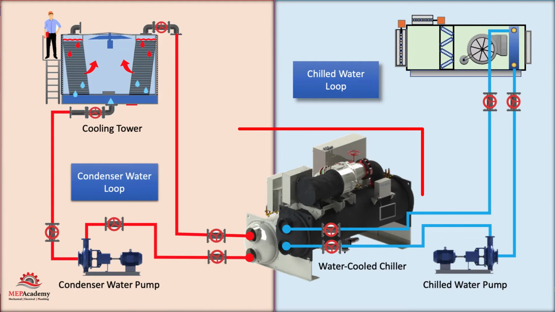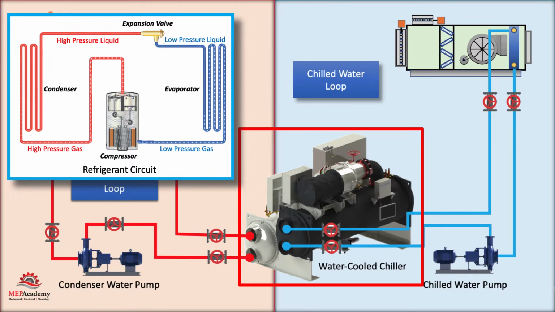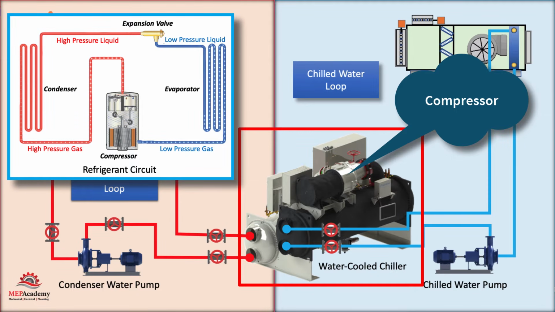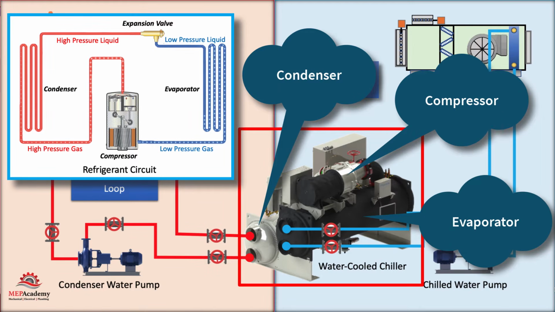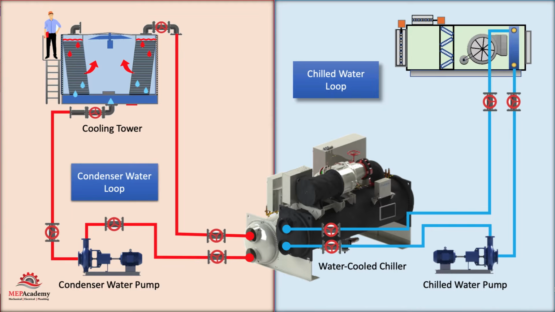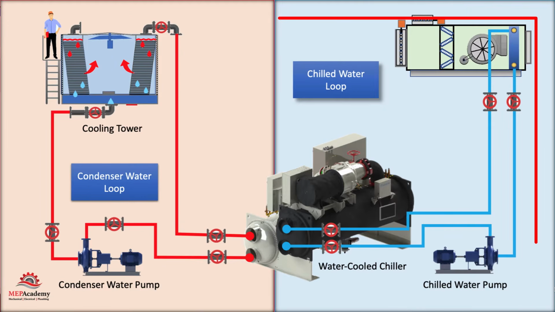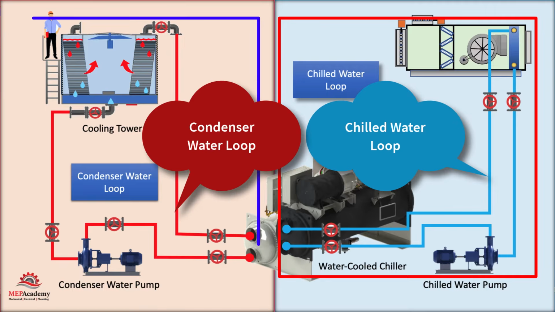The chiller contains a refrigeration circuit with the typical components found in a standard air conditioner. There is a compressor that circulates the refrigerant, a condenser, and the evaporator. There are two main loops of water fed from the chiller. One comes from the evaporator and the other from the condenser.